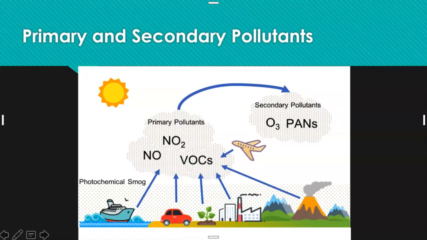So to recap your primary and secondary pollutants, your primary pollutants are going to come from direct sources. So if you notice the car, the factories, we also have the ship and also the volcano, those pollutants are emitted directly out of those sources. So notice that it includes a couple pollutants on the list there, such as the nitrogen dioxide, the nitric oxide, and the VOCs. These primary pollutants then will react within the atmosphere, and within the atmosphere we have the oxygen compound ozone created, or O3, and other pollutants such as PANs.